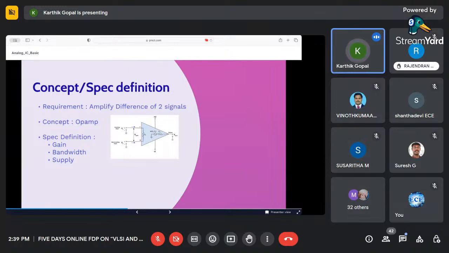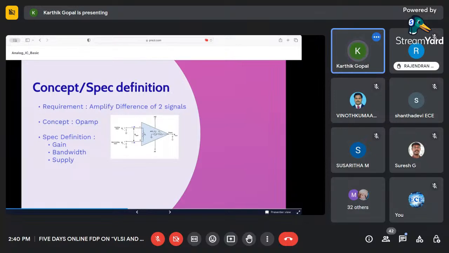The gain, bandwidth. So let's assume you have a 1 hertz signal and you have a 100 megahertz signal. How much does your system have to support? Is 1 megahertz enough or is 100 megahertz enough? That is called bandwidth. And supply, what supply you're going to design. So this is a very basic example. There are many other things that follow, but just for the understanding, I would like to give this is how the specification definition comes.